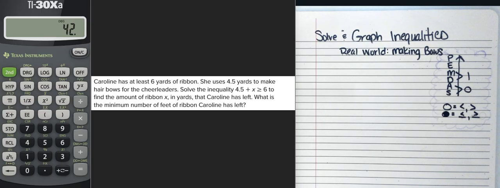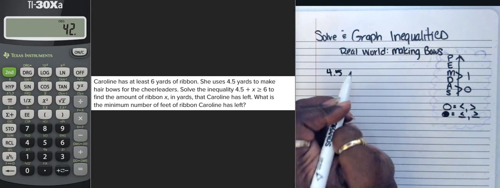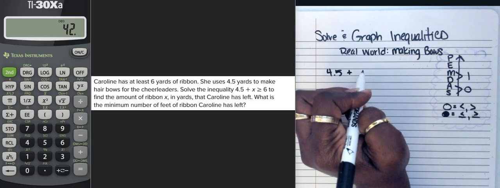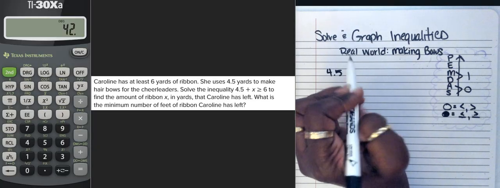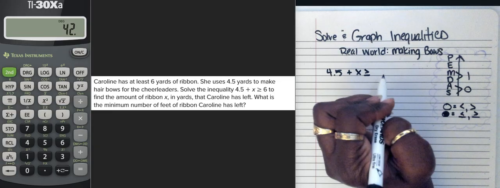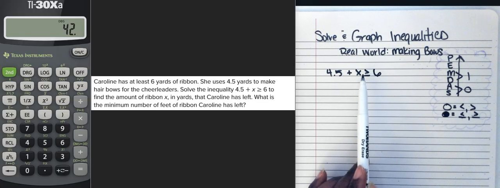And we need to solve the inequality 4.5 plus x is greater than or equal to 6 to find the amount of ribbon, which is going to be known as x, in yards that Caroline has left. And we want to know the minimum number of feet of ribbon Caroline has left. So that is our inequality. 4.5 plus x has to be greater than or equal to 6.